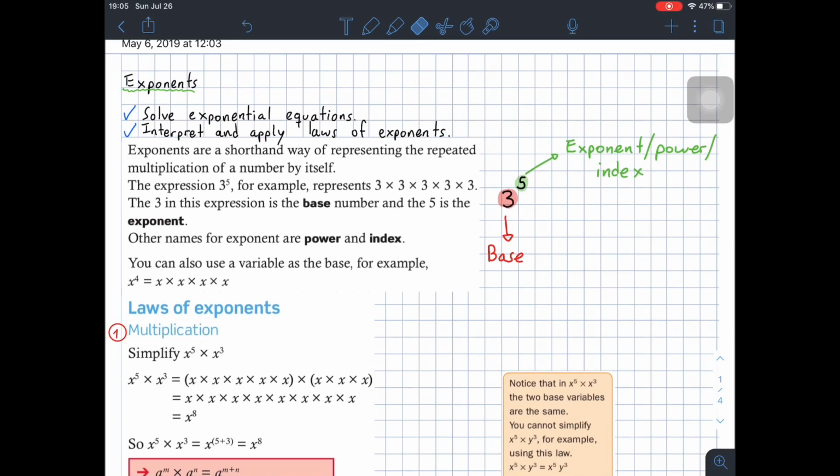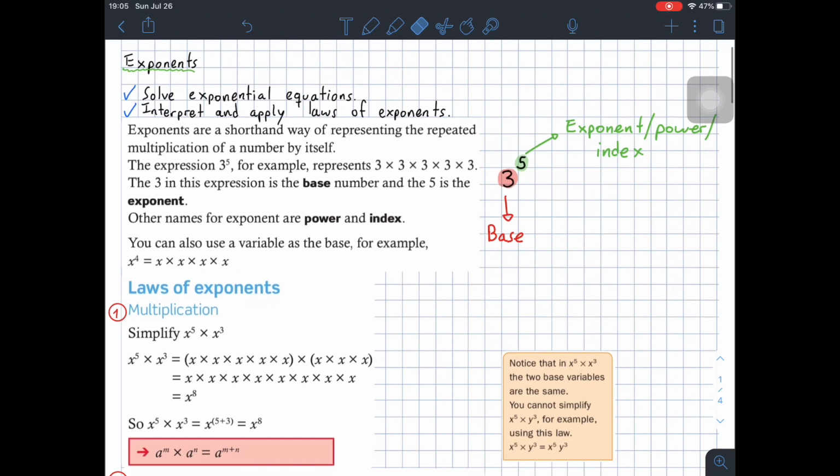Okay, so let's start by defining what the exponent is about. It says, exponents are a shorthand way of representing the repeated multiplication of a number by itself. The expression 3 to the power of 5, for example, represents 3 times 3 times 3 times 3 times 3. The 3 in this expression is the base number and the 5 is the exponent. Other names for exponent are power and index.